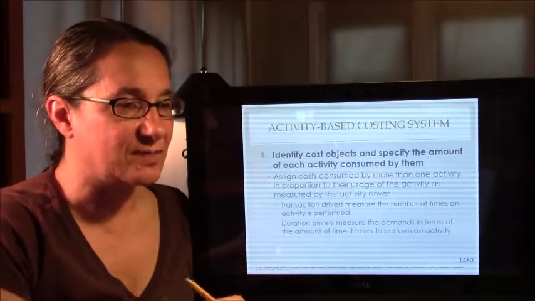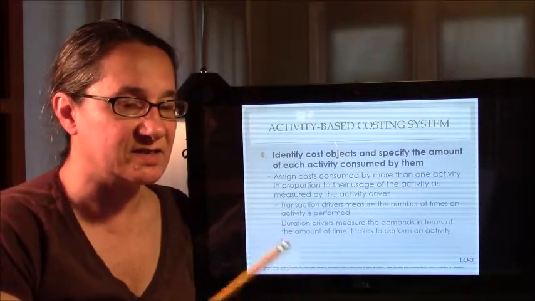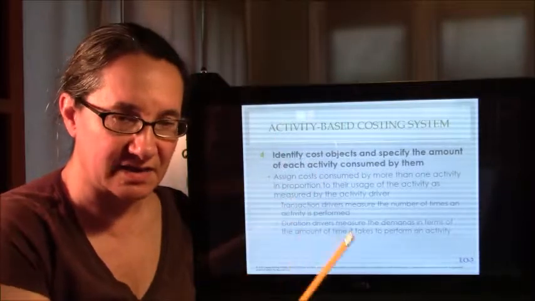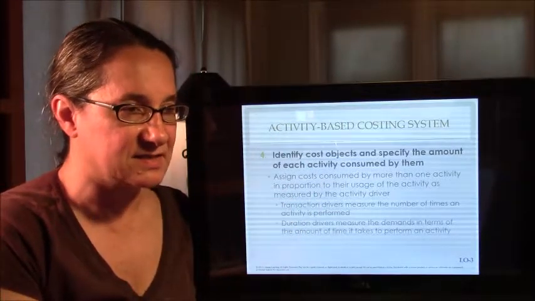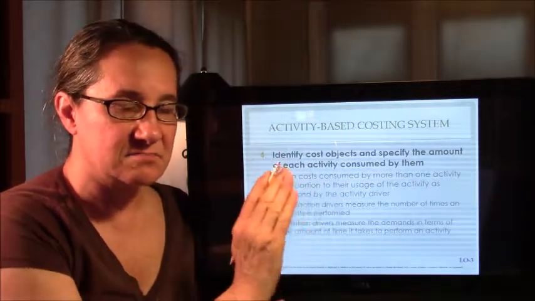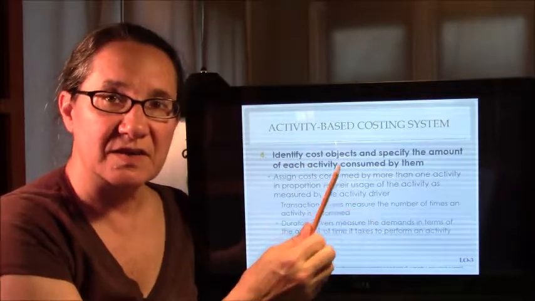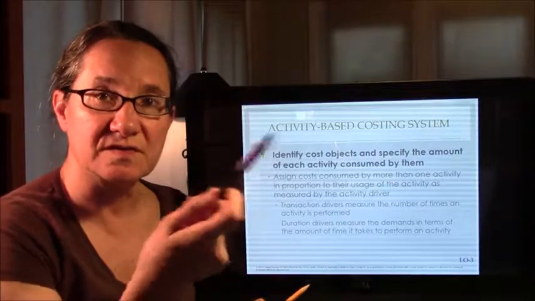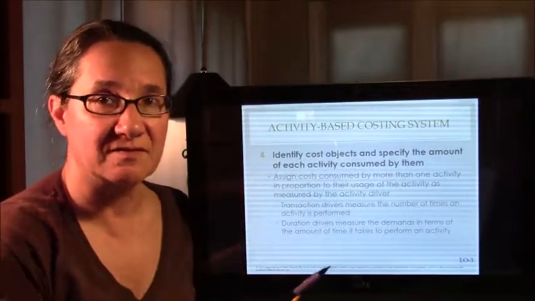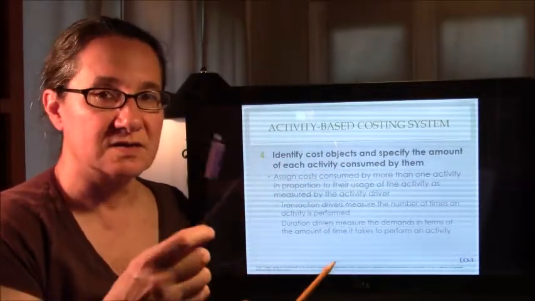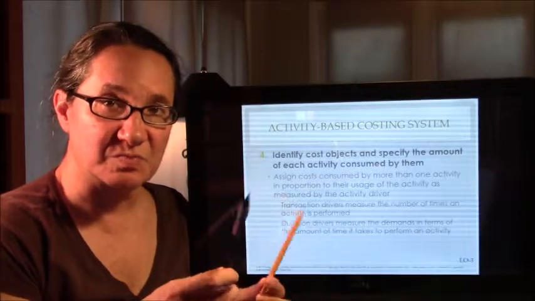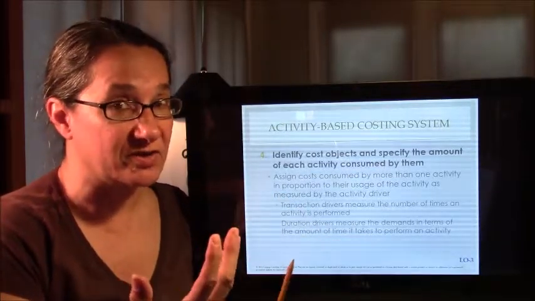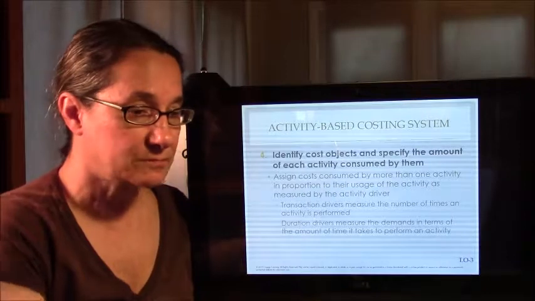Identify the cost objects and specify the amount of each activity. So now I know all my activities and all my little sub-activities, and I can say this cost object, this pencil, uses this many of all these different activities. This pencil uses this many of all these different activities and doesn't use some of them. And so we've got all the activities split up by the cost object, whatever it is. All right.